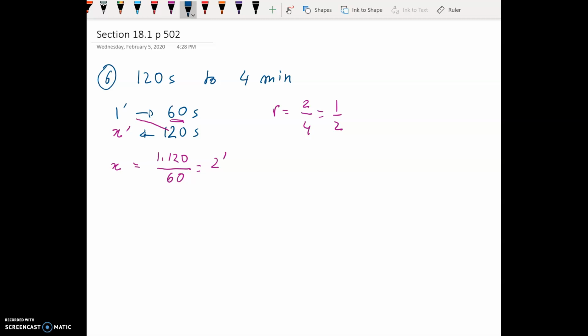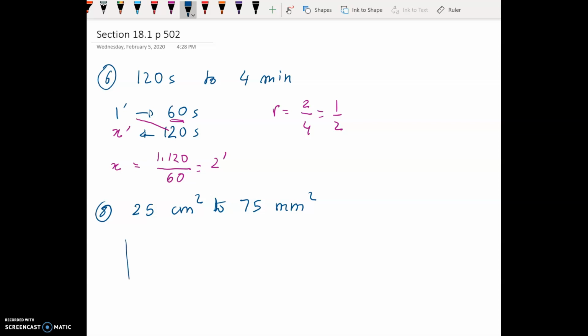Problem number 7, actually I'm going to do problem number 8. So if I do problem number 8, we have 25 square centimeters, not corresponding, but in a ratio to 75 square millimeters. So obviously you will have to convert centimeters into millimeters or millimeters into centimeters.